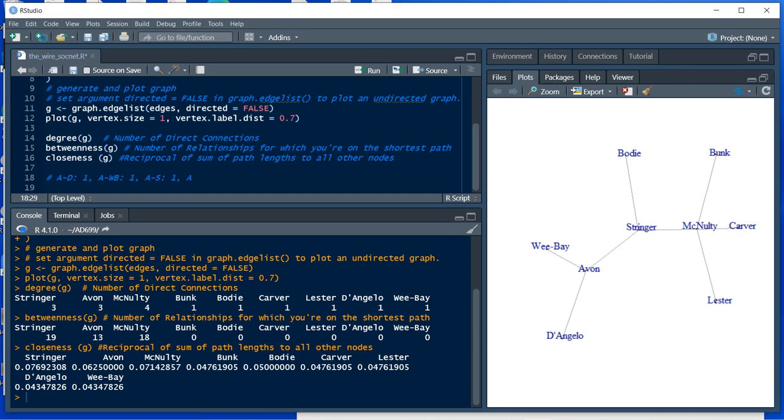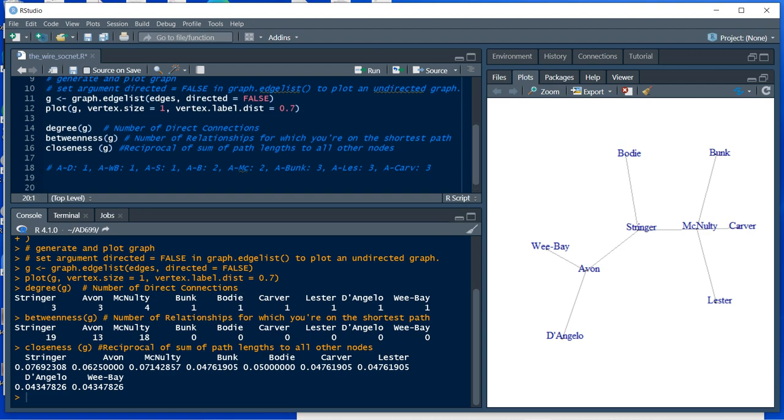But Avon to Bodie, that is 2. I almost wrote 1, but that's 2. Avon to McNulty, that is 2. And Avon to Bunk, and that is going to be 3. Avon to Lester is 1, 2, 3. And then Avon to Carver is going to be 1, 2, 3. Okay, so we have all those values there.